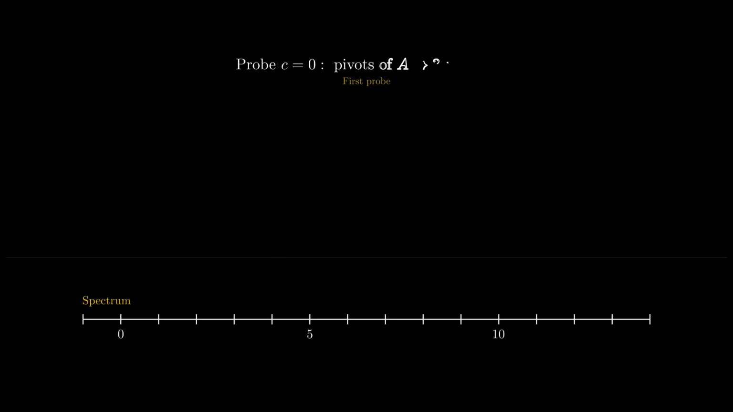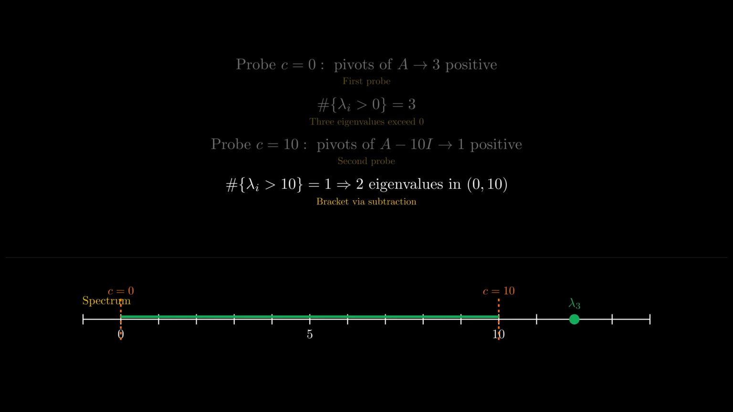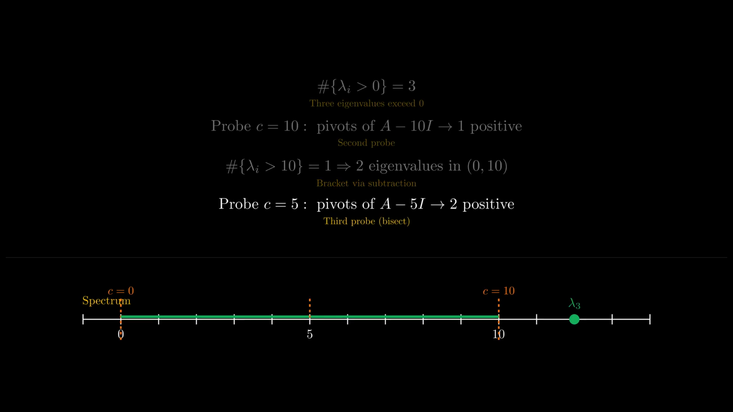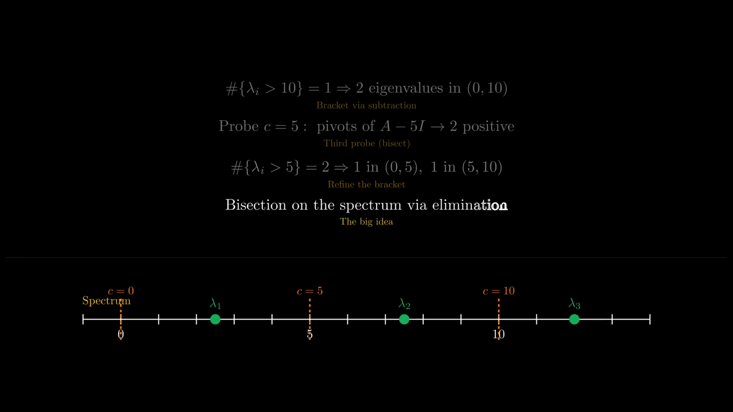Watch this in action. First, probe at c equals 0, count the positive pivots of A. Suppose we get 3, that tells us 3 eigenvalues exceed 0. Next, probe at c equals 10, count the positive pivots of A minus 10I. Suppose we get 1, so only one eigenvalue exceeds 10, which means 2 eigenvalues live between 0 and 10. Now probe at c equals 5. Suppose we find 2 positive pivots. That tells us 2 eigenvalues exceed 5. So one eigenvalue lies between 0 and 5, and one lies between 5 and 10. This is bisection on the spectrum, powered entirely by elimination.